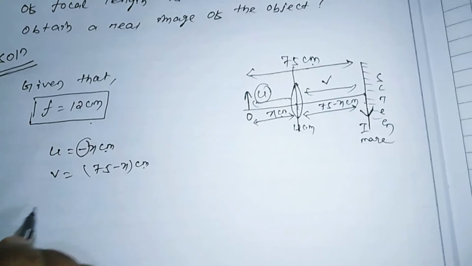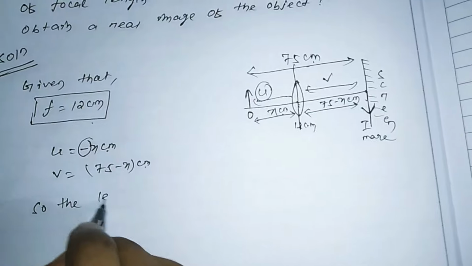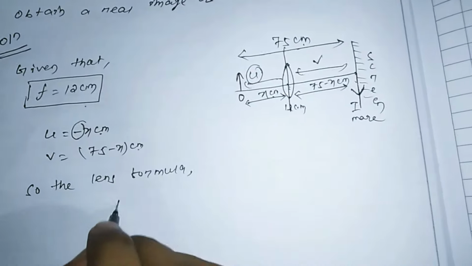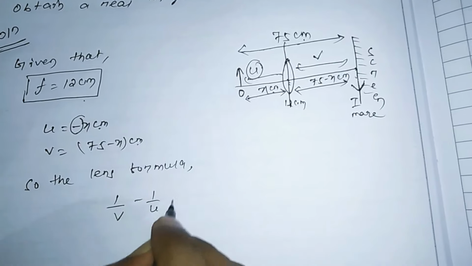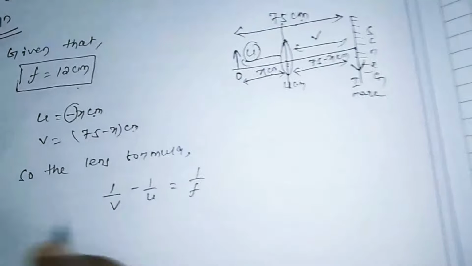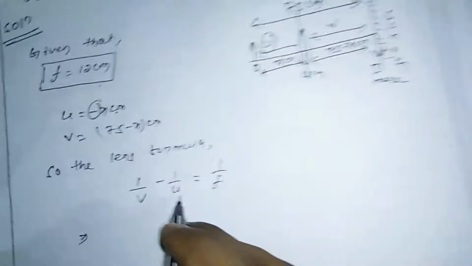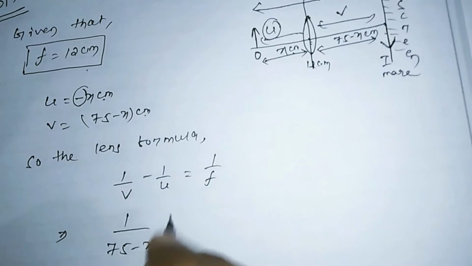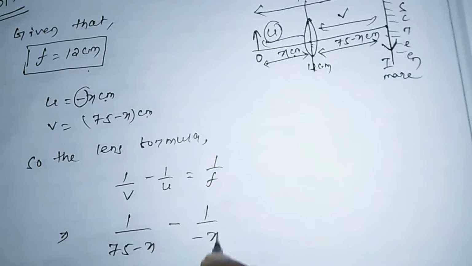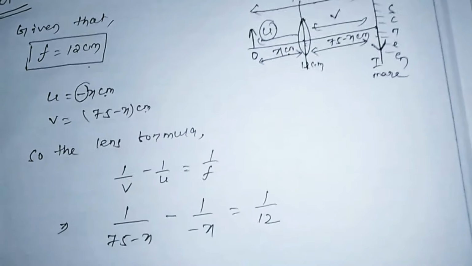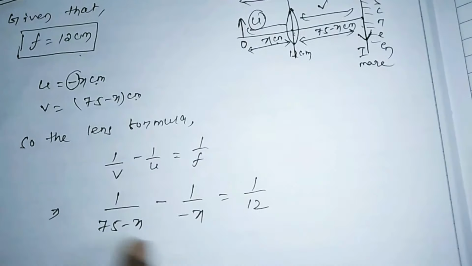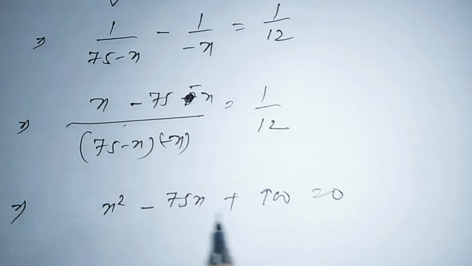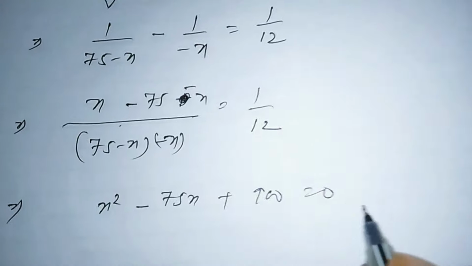So the lens formula, we know the lens formula. What is the lens formula? 1 by v minus 1 by u is equal to 1 by f. Putting these values in this equation, we get 1 by (75 minus x) minus 1 by (minus x) is equal to 1 by 12. Simplifying this equation, we get x square minus 75x plus 900 is equal to 0.